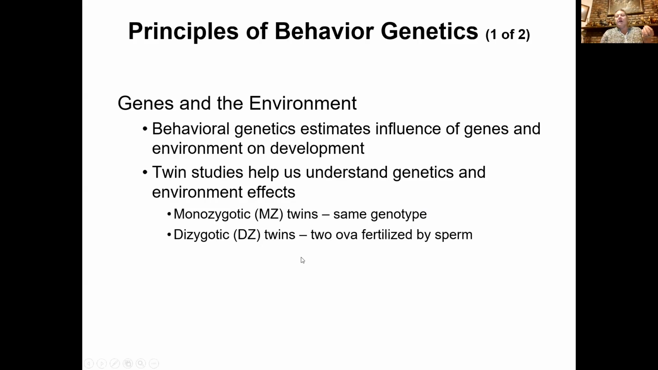Dizygotic twins are different. Dizygotic twins is when the woman ovulates and there are two separate ova, two different eggs that are released at the same time, and two different sperm fertilize them. So we got a different sperm for this one, different sperm from this one. These twins are dizygotic twins, and this type of twins are no more similar than any other siblings. They just happen to be incubated at the same time, basically.